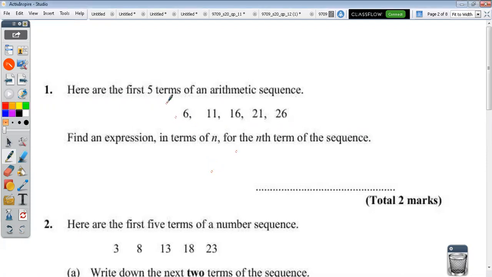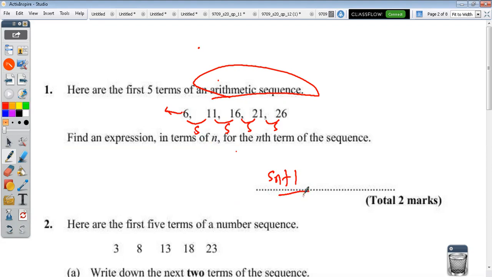Anyway, now this is arithmetic. So it means you are either adding or subtracting the same term. Let's check what's the difference between 6 and 11? 5. What's the difference here? 5. So it means it's a 5n. It follows the 5 multiplication table. Then what's the number before 6? You subtract 6 minus 5. 1. So it's a plus 1 like this.